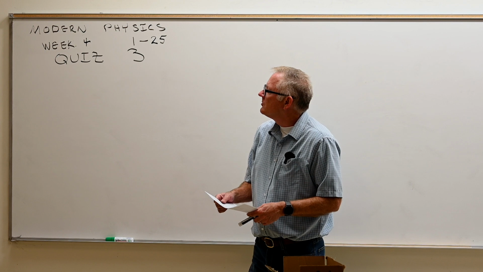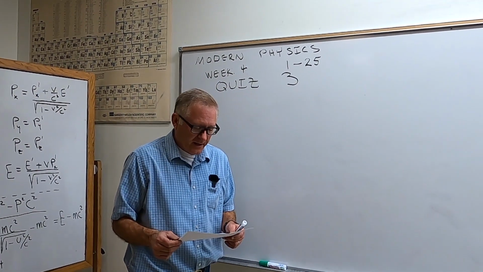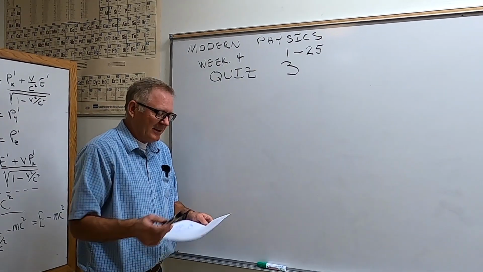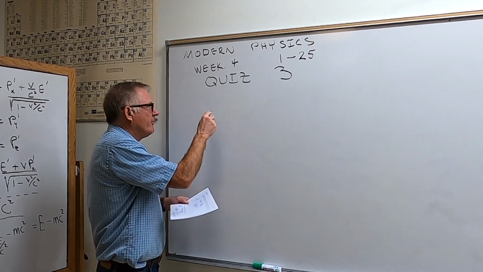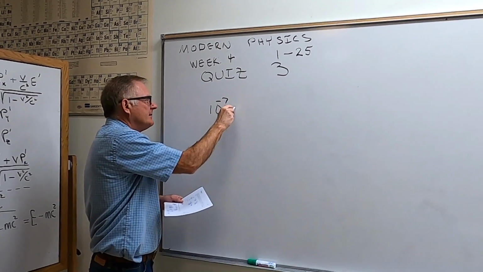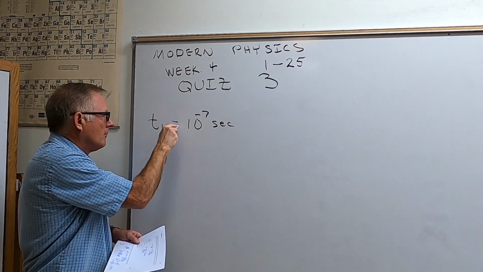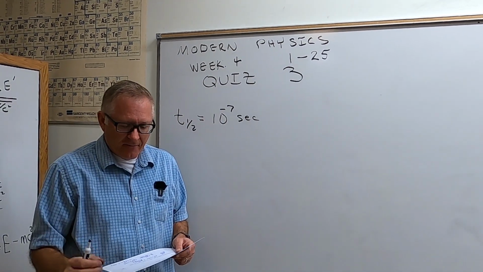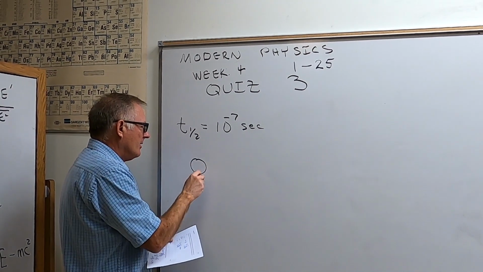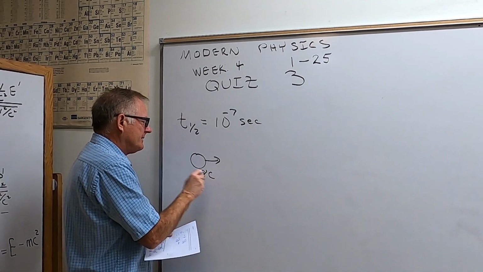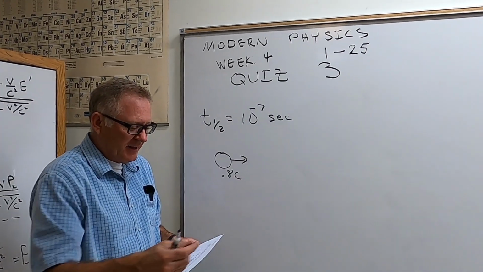Okay, so in this lecture, I just wanted to go over our third quiz. For quiz 3, I'll read you the question just in case you don't remember it. It says, a certain particle has a half-life of 10 to the minus 7 seconds. That's the half-life. How far on average does it go before decaying if its speed is 0.8 c? So it's moving at 0.8 c. How far does it go, on average, before it decays?